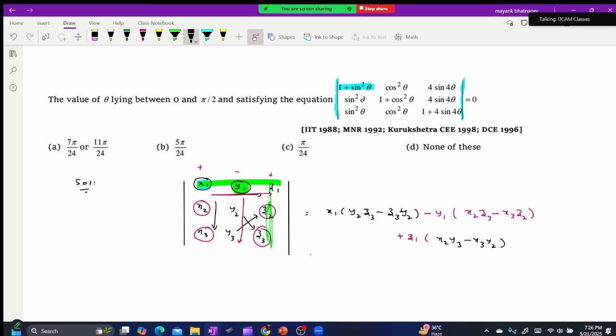There are properties of determinants. These properties you will be learning in your class 12. Whenever we do a row or column operation, this is the first row, this is the second row, and this is the third row. If we do row operations, nothing changes. Like if R3 is formed by R3 minus R1, the determinant value won't change.